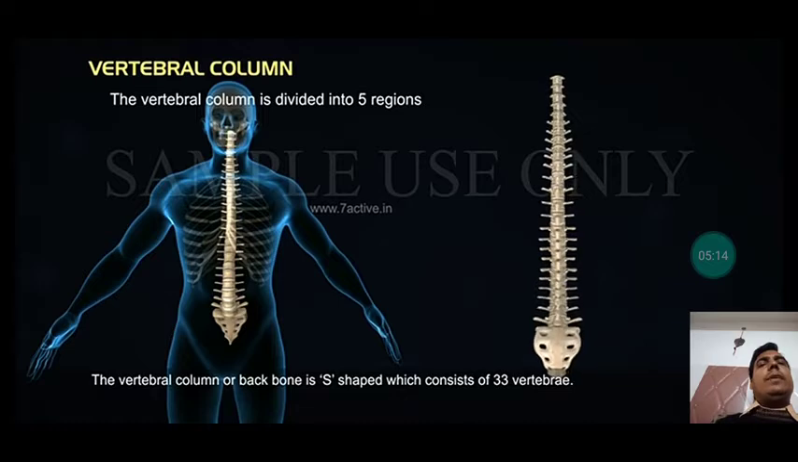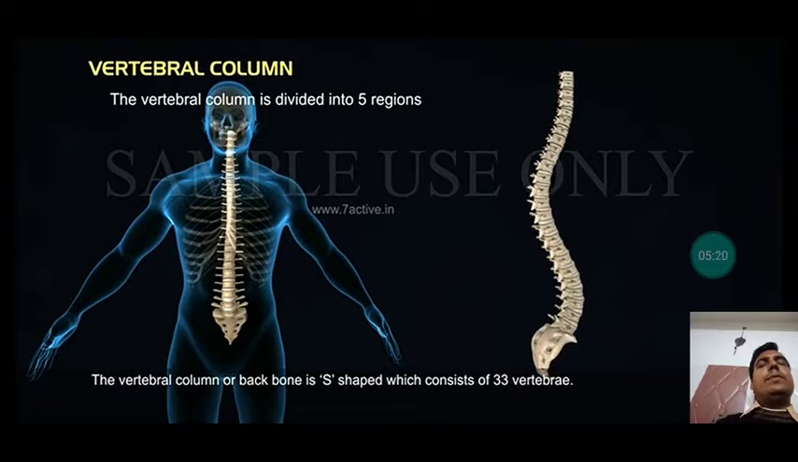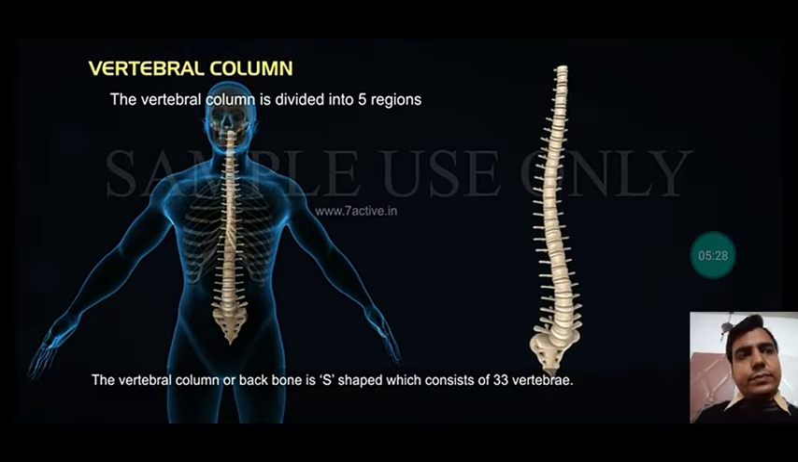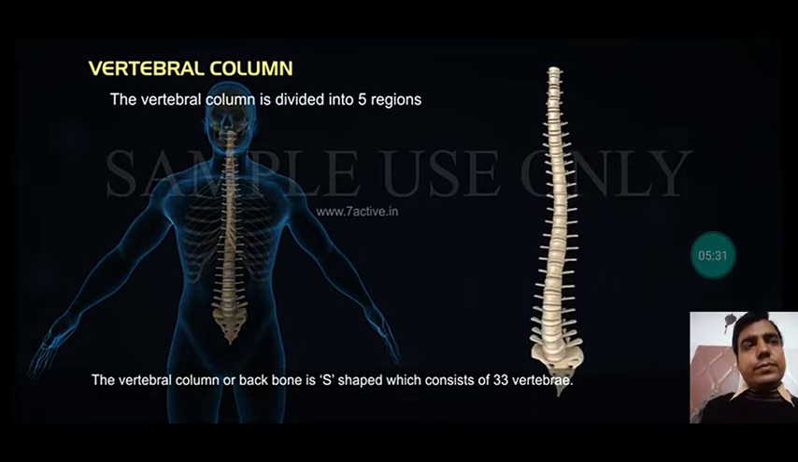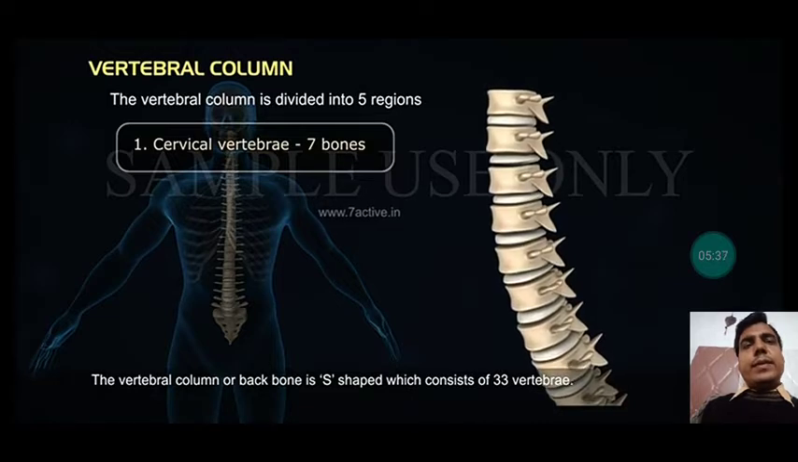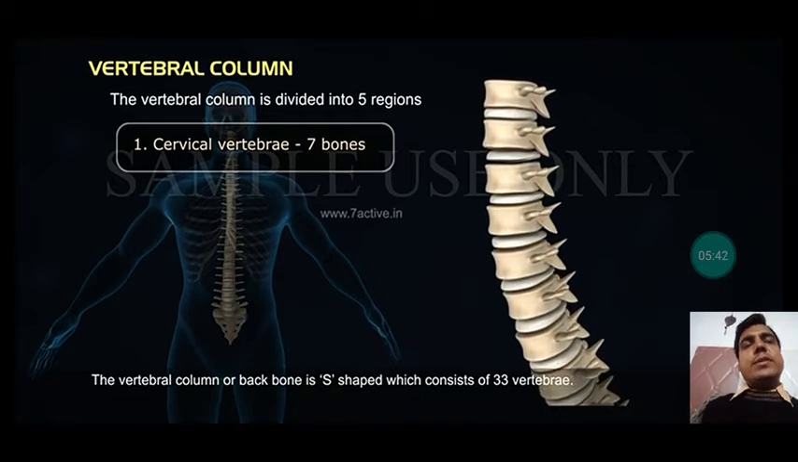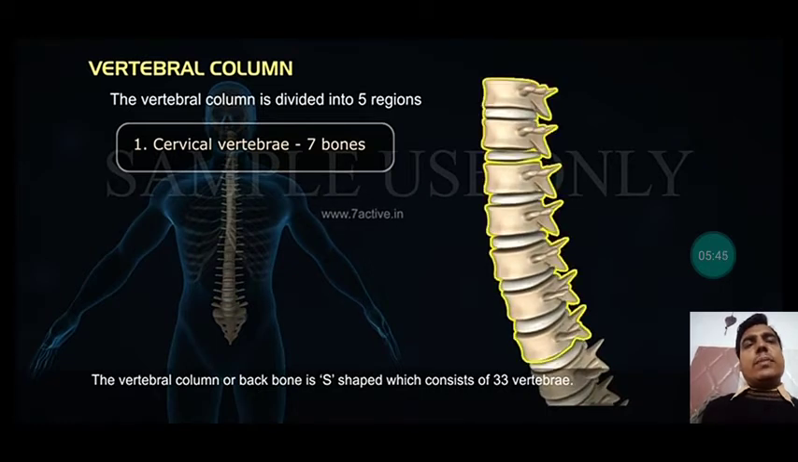The vertebral column is divided into 5 regions. The first region is the cervical vertebrae, formed from C1, C2, C3, C4, C5, C6 and C7. Those vertebrae are called cervical vertebrae. They form 7 bones.